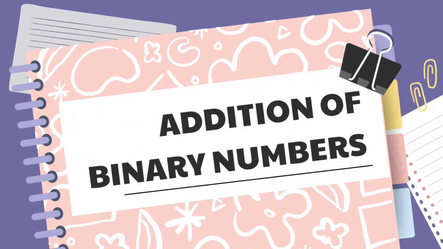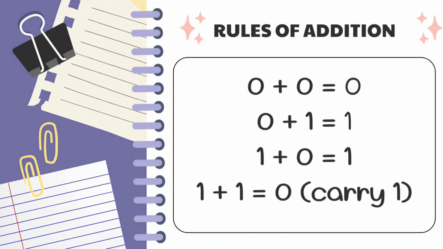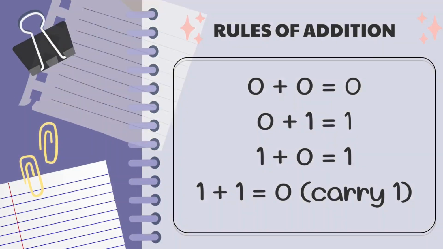Let's break it down to the rules. 0 plus 0 equals 0. 0 plus 1 equals 1. 1 plus 0 equals 1. 1 plus 1 equals 0 with a carry of 1.